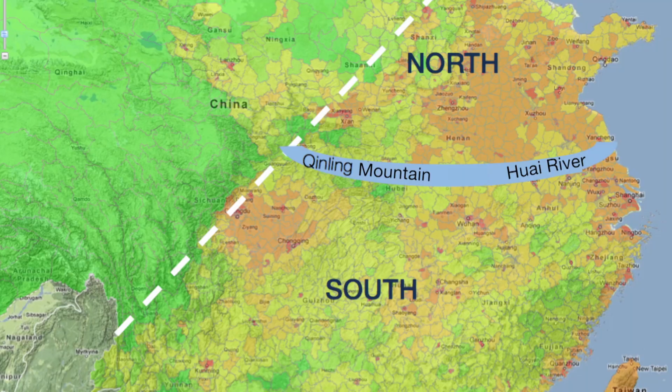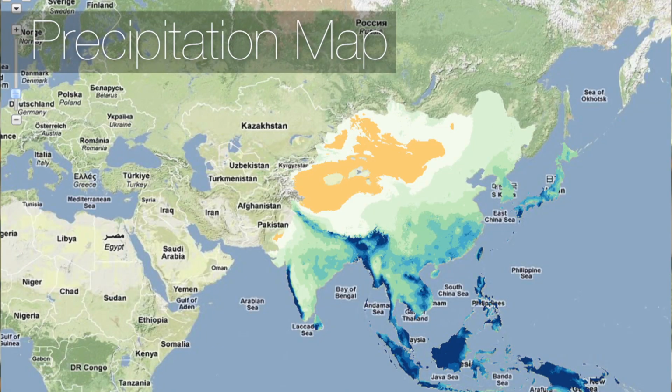There's another very important distinction which you should be aware of. And this is the distinction between north and south. This is not just a conceptual distinction. This has a real physical basis. If you draw a line from the Qinling Mountains in the west down to the mouth of the Huai River in the east, we can start to differentiate all sorts of things between north and south. The climate is different, colder, drier in the north, wetter, warmer in the south.